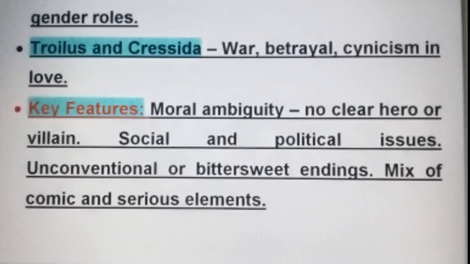The key features in Shakespeare's problem plays include moral ambiguity, no clear hero or villain, social and political issues, unconventional or bittersweet endings, and a mix of comic and serious elements.